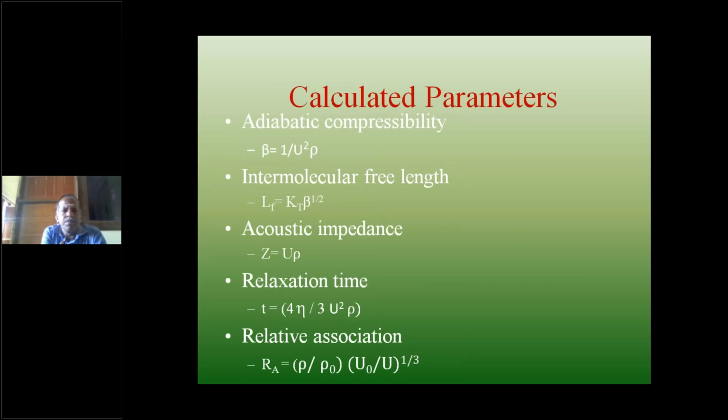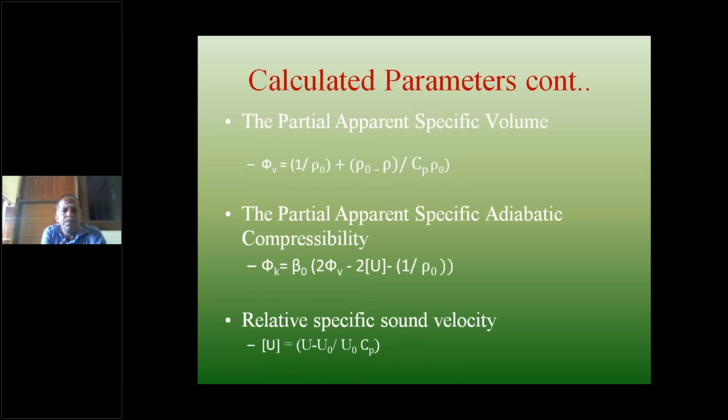Whereas the calculated parameters include adiabatic compressibility, intermolecular free length, specific acoustic impedance, relaxation time, and few more. And the partial apparent specific volume, partial apparent specific compressibility, relative specific sound velocity. All these are calculated parameters, and we have to verify whether all these parameters are in coincidence with one another. So these profiles give the functional properties of the protein along with the carbohydrates.